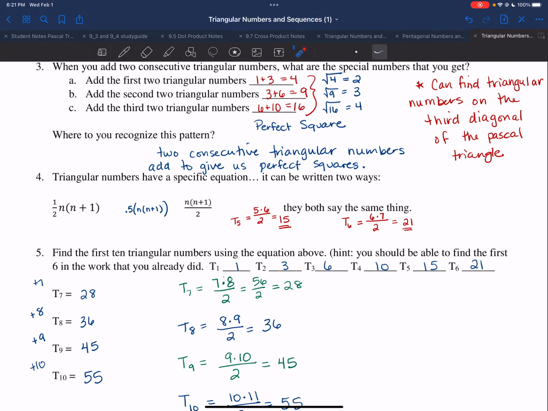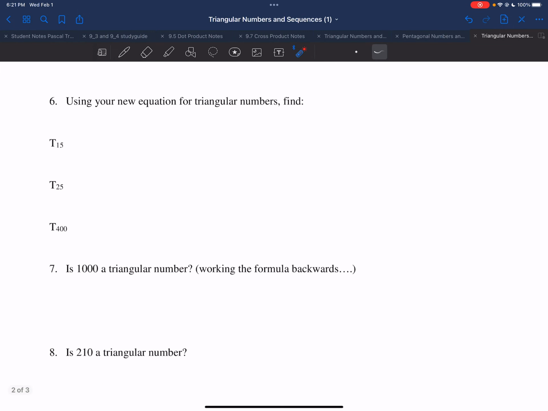Let's take a look at the next page. So here we're going to use our new equations for triangular numbers and find these. So T15 is going to be, actually, before we get started on these, how about you pause this and go ahead and see if you can figure these out on your own, and then come back here and we'll go over them together. Okay, welcome back.